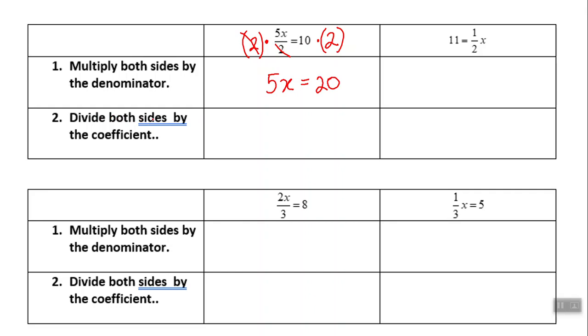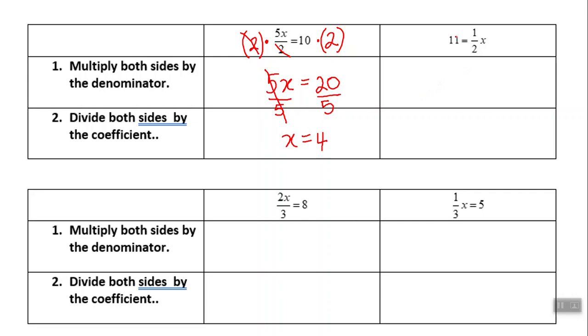Next, you have to divide both sides by the coefficient. Here, the coefficient is the number before x. So here, your coefficient is 5. We have to divide by 5, divide by 5. And 5 and 5 are cancelled. X is left. 20 divided by 5 is 4.